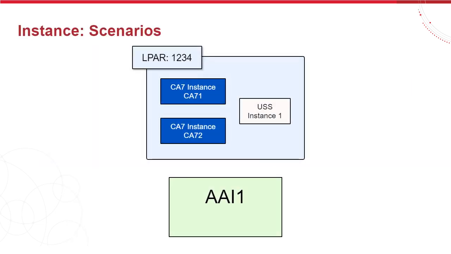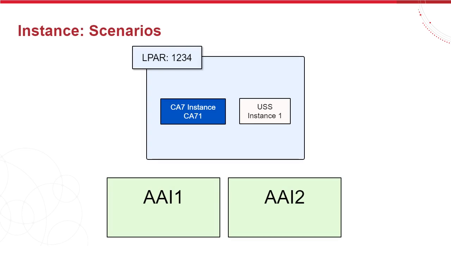Let's consider what's not possible. You cannot have a single instance of the software acquiring data for more than one CA7 instance, irrespective of the number of AAI hosts. A software instance is always mapped to a single CA7 instance. Further, you cannot have a single instance of the software reporting to multiple AAI hosts, irrespective of CA7 instances. A software instance always reports to a single AAI host.